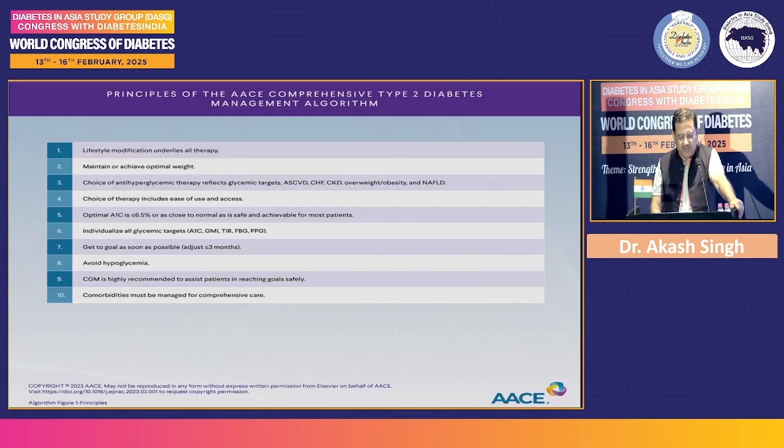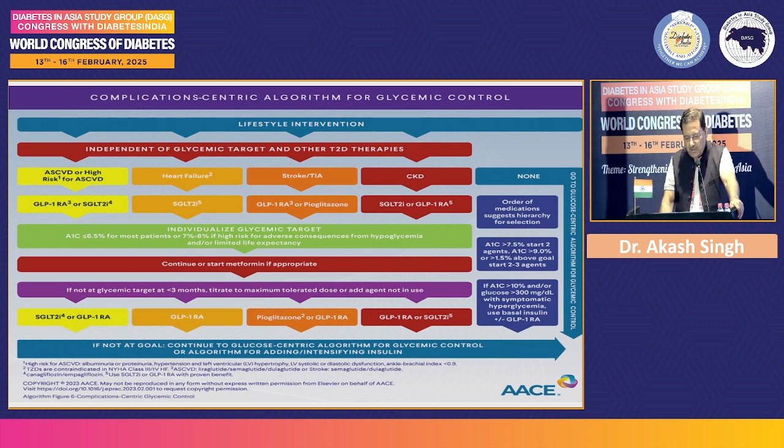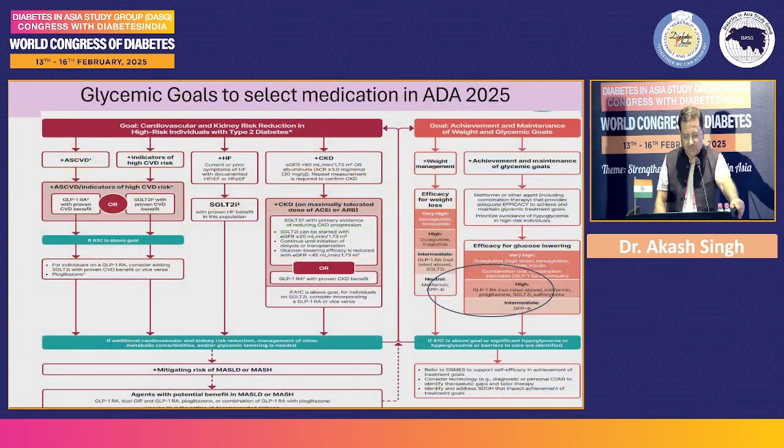And if you see the ACC, they also recognize that the choice of antihypertensive therapy reflects glycemic targets, ASCVD, heart failure, CKD, overweight, obesity, and NAFLD reduction. If you see this model, this is a complication-centric algorithm of glycemic control. It also reflects that these drugs should be used.